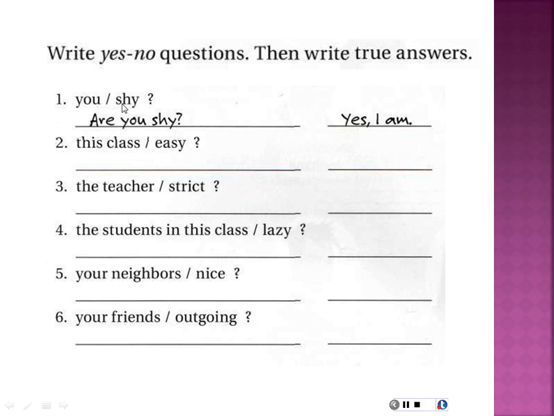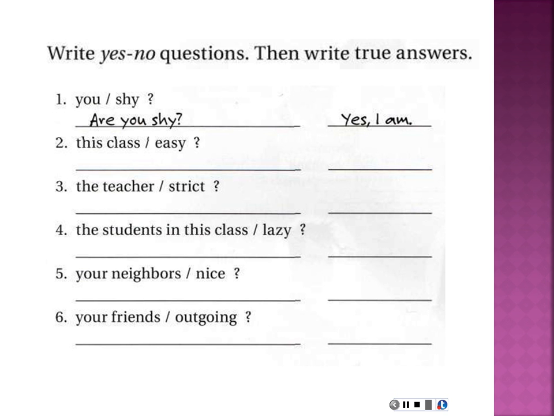Okay, so here we have to make yes no questions, and here all of them are, as you can see, there is no main verb. If you read all of these, is this class easy, the teacher is strict, this class lazy, your neighbors nice, and your friends outgoing. There are no main verbs. If we have no main verbs, it means that we have to add verb to be. So in this case, let's explain this more. There is no main verb in those sentences.